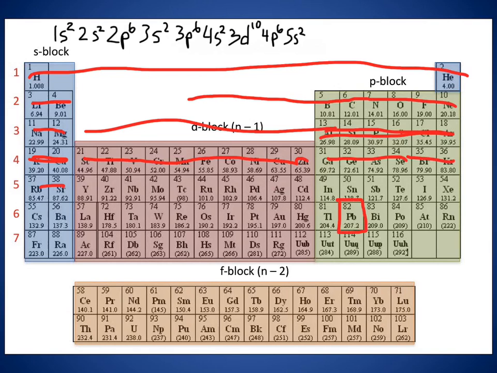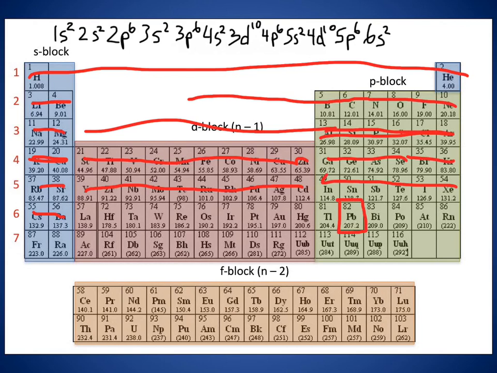Then we go back to the D's. Once again, minus 1, so this is 4d, 10 of them. And then we go to the 5p. There's 6 of them. Okay, we're getting down there. Not quite at lead. Then we go to the 6s. There's 2 of them.